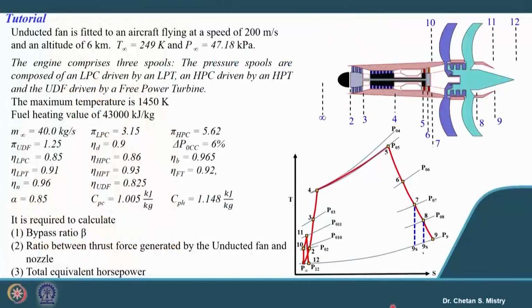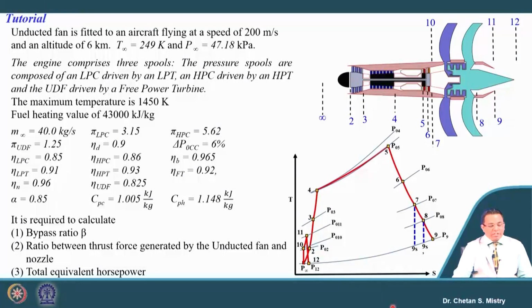In the last lecture, we were discussing the construction of the propfan. We also discussed the thermal cycle analysis of this propfan configuration, as well as the calculation of performance parameters for such a configuration. So, let us take a tutorial for that.